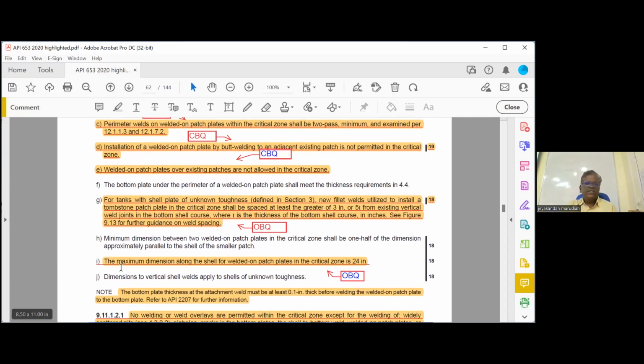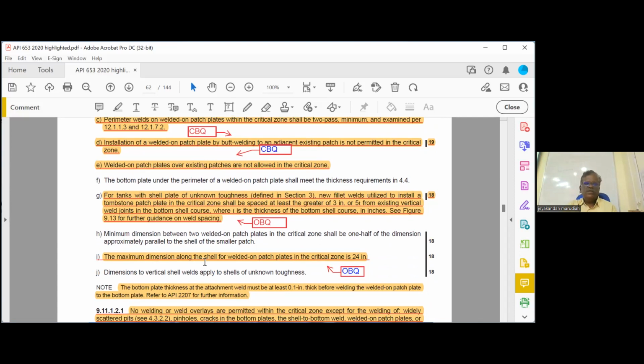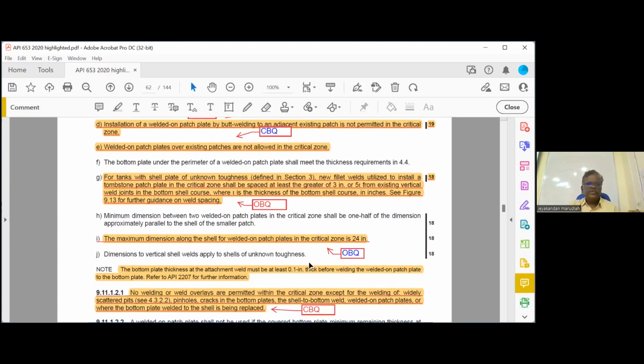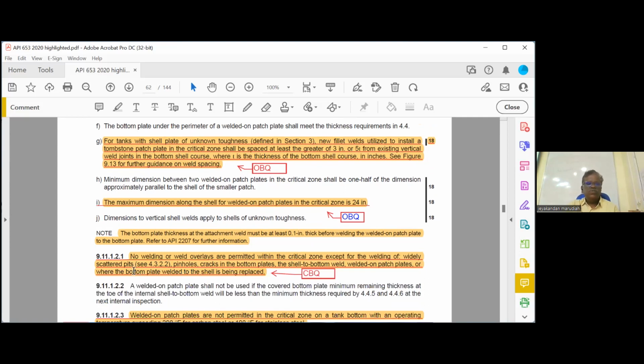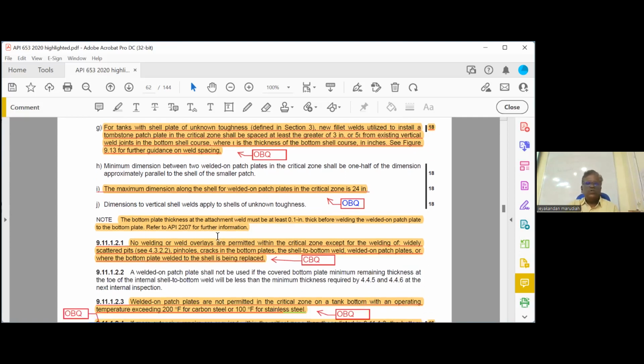Then I, recently asked: the maximum dimension along the shell of the weld-on patch in the critical zone is 24 inch. Maximum patch plate allowed in the critical zone is 24 inch. Then 9-11-121 is also important. No weld overlays are permitted within the critical zones, except welding widely scattered pits, pinholes, cracks. So no weld overlays are permitted.